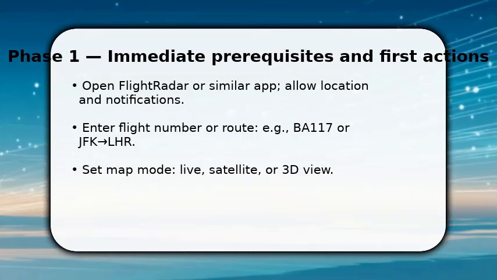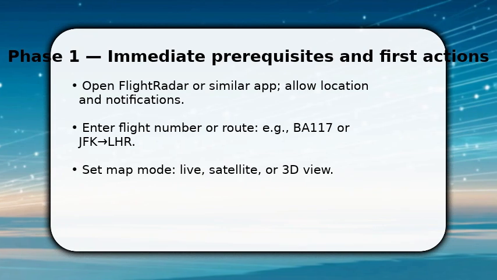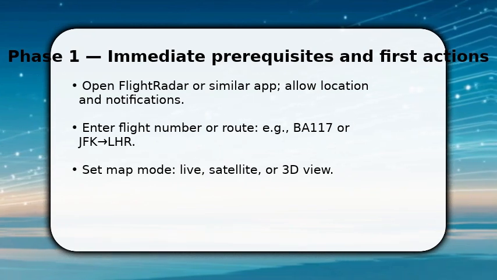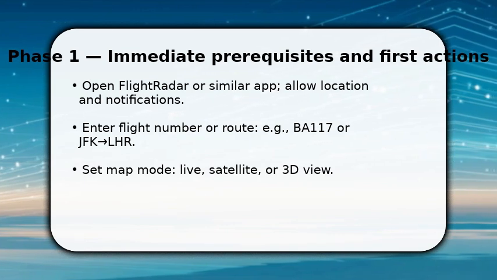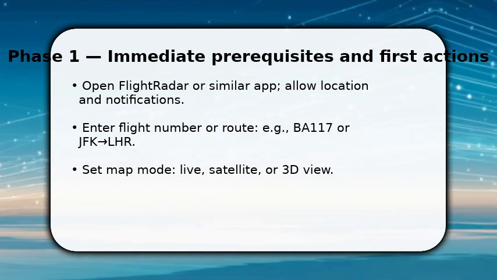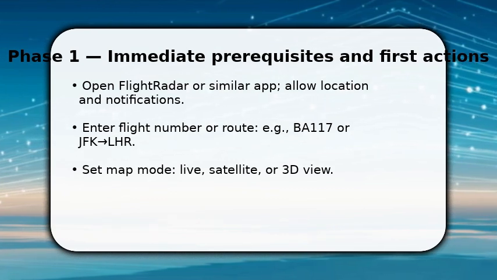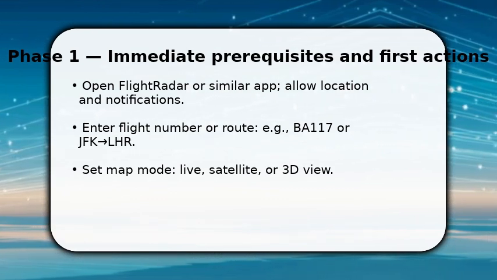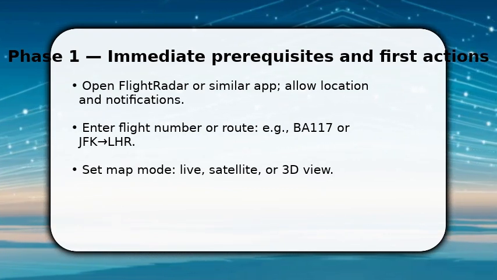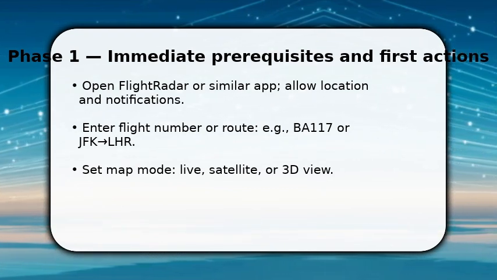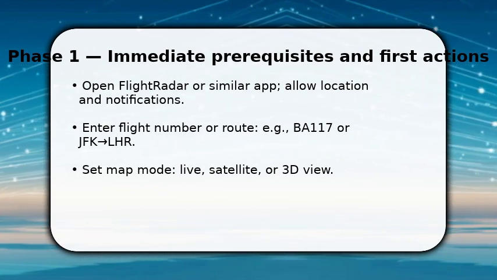You begin by opening Flight Radar and granting location and notification permissions so the app can show nearby traffic and alerts. Enter a flight number or a route, for example BA 117 or JFK to LHR, to jump straight to that aircraft. Once done, make sure to choose a map mode: live for real-time tracking, satellite for ground context, or 3D to see altitude and heading. This gives immediate situational awareness and cuts straight to the data you need.